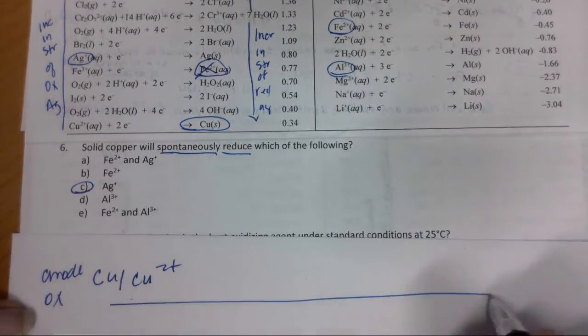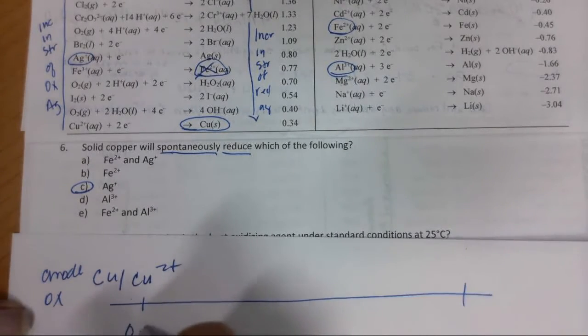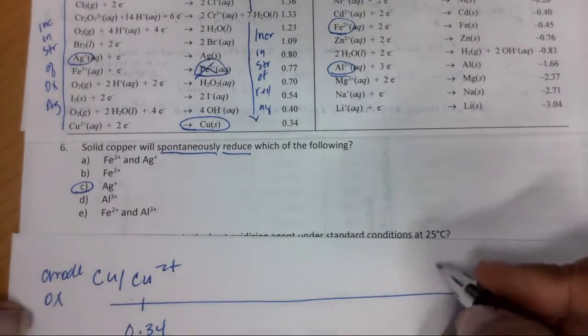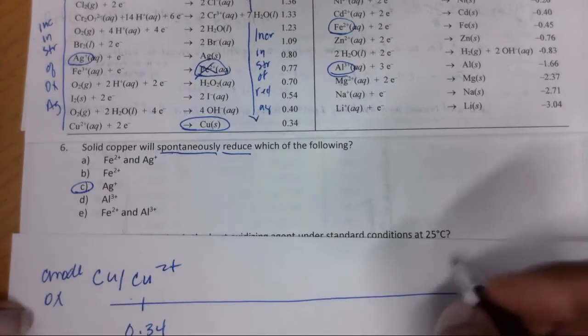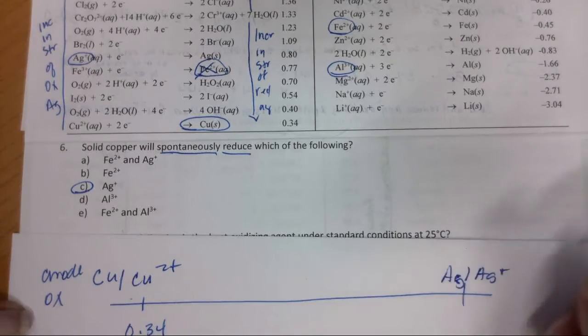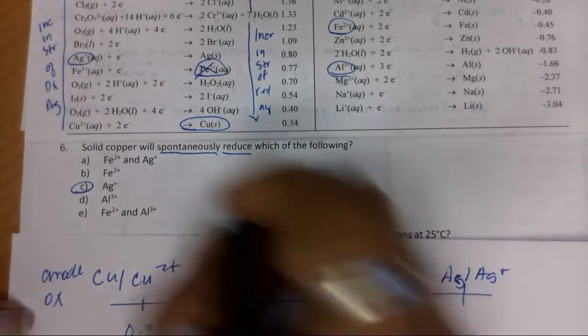And then we do our little number line. This is 0.34. And then where is silver? Silver's above that. And what do we have? We have Ag solid and Ag plus. And what's our number for this guy?